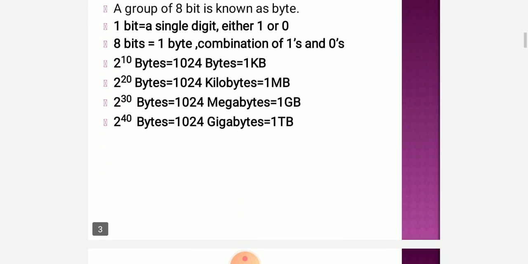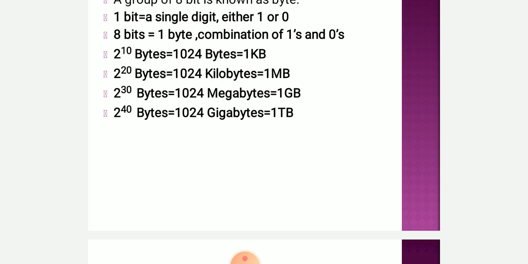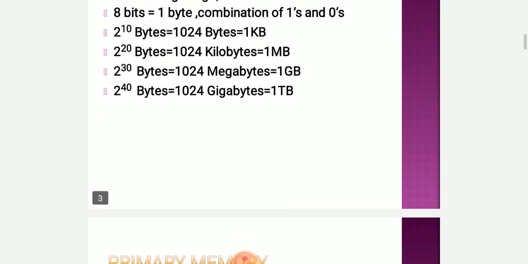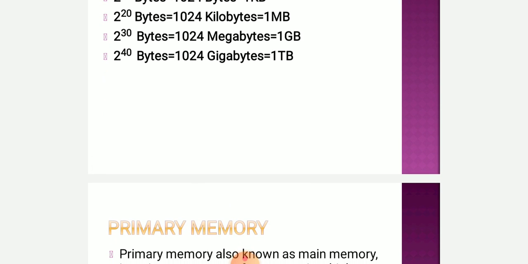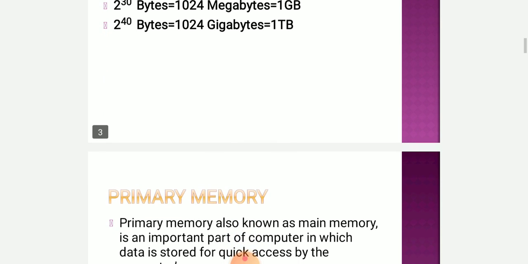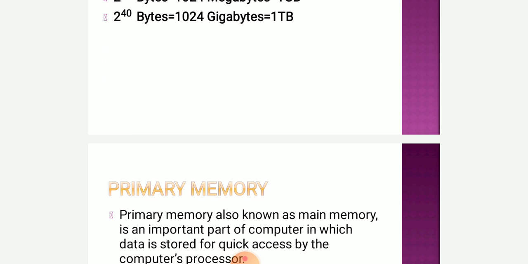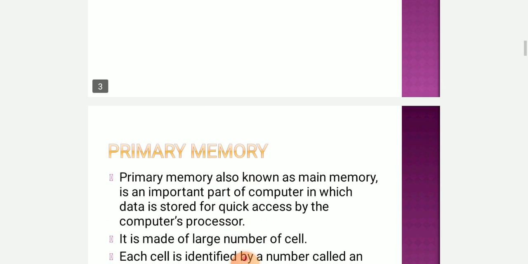Now I already explained this table. 1 bit is equal to a single digit, 8 bits is equal to 1 byte, 2 raised to 10 bytes is equal to 1024 bytes, which makes 1 KB. 2 raised to 20 bytes is equal to 1024 kilobytes, which makes 1 MB. 2 raised to 30 bytes is equal to 1024 megabytes, which is equal to 1 GB. 2 raised to 40 bytes is equal to 1024 gigabytes, which makes 1 TB.